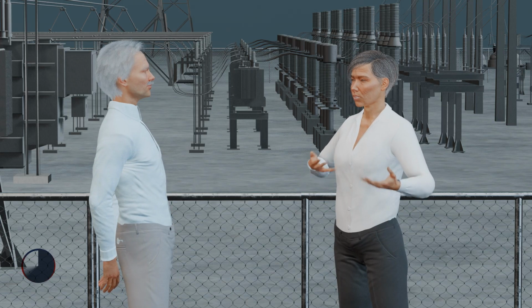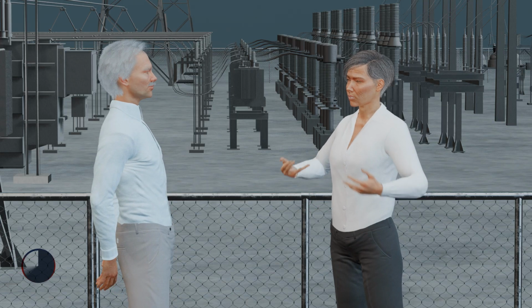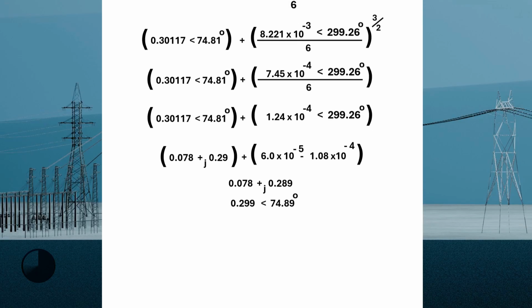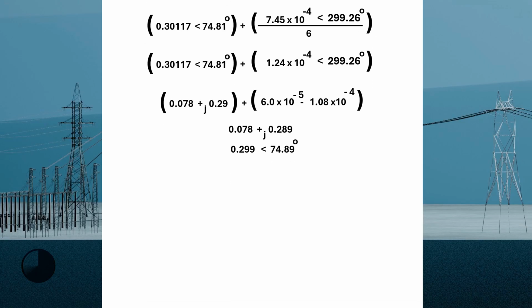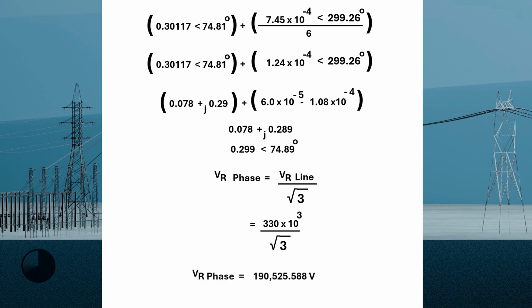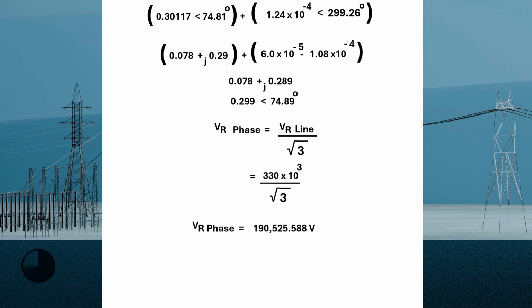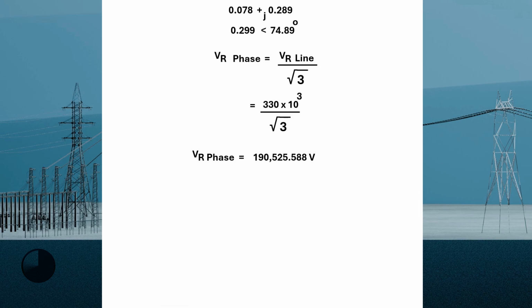Before we can go ahead, we need to calculate out the receiving end parameters for both the receiving end voltage and current. So for the receiving end voltage VR, it will be the line voltage all over root 3, that is 330 kV divided by root 3. This will equal to 190,525.588 volts.